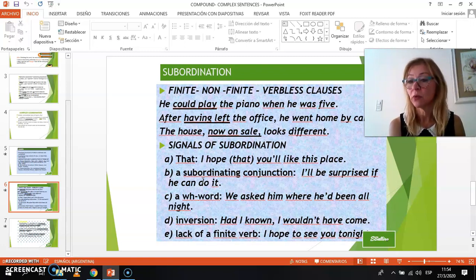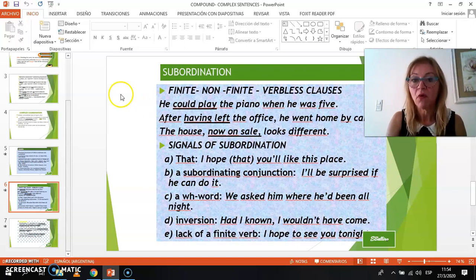You always have two clauses. You have to identify at least two different clauses in order to speak about subordination, right? Okay. D, inversion is also another indicator of subordination. For example, had I known, I wouldn't have come. This is, again, an example of a conditional sentence. And finally, E, lack of a finite verb.